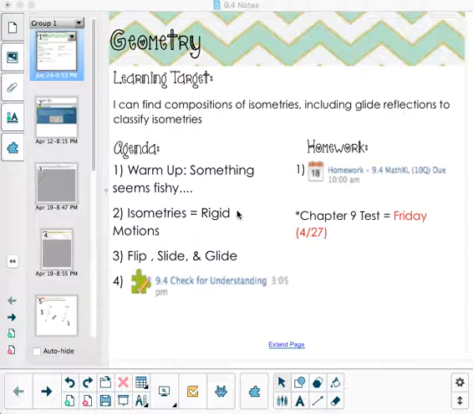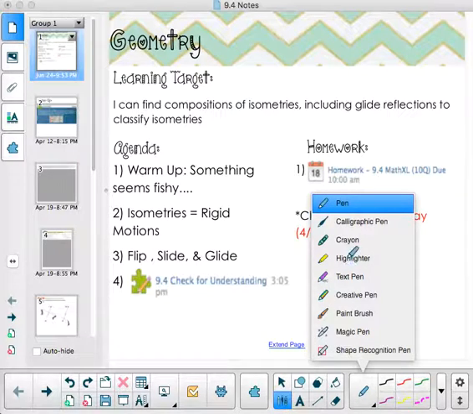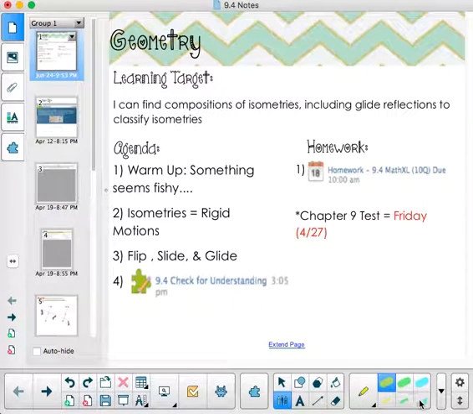This is a lesson about 9.4. In 9.4, we're going to be working on composition of isometries, and this is going to include what is called a glide reflection. This should be a very short lesson, but it's a very visual lesson, so I figured why not give you the time of day to actually focus on the seeing.